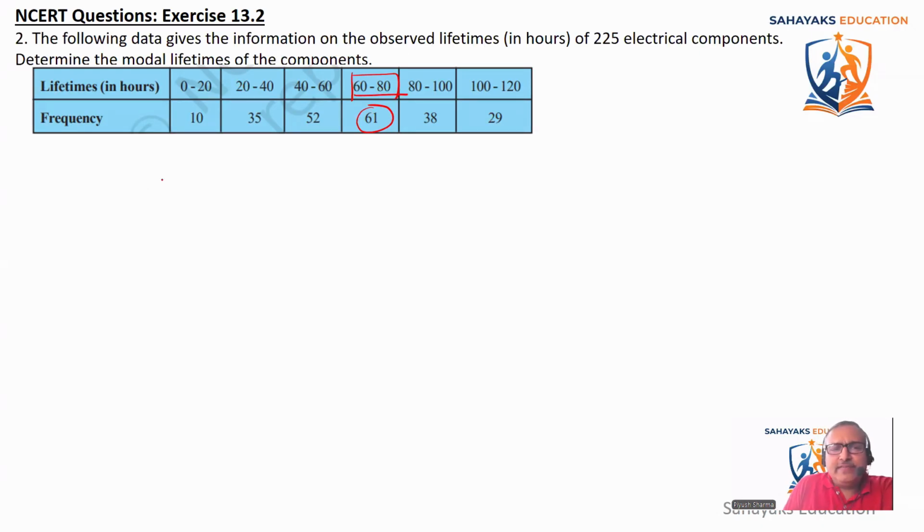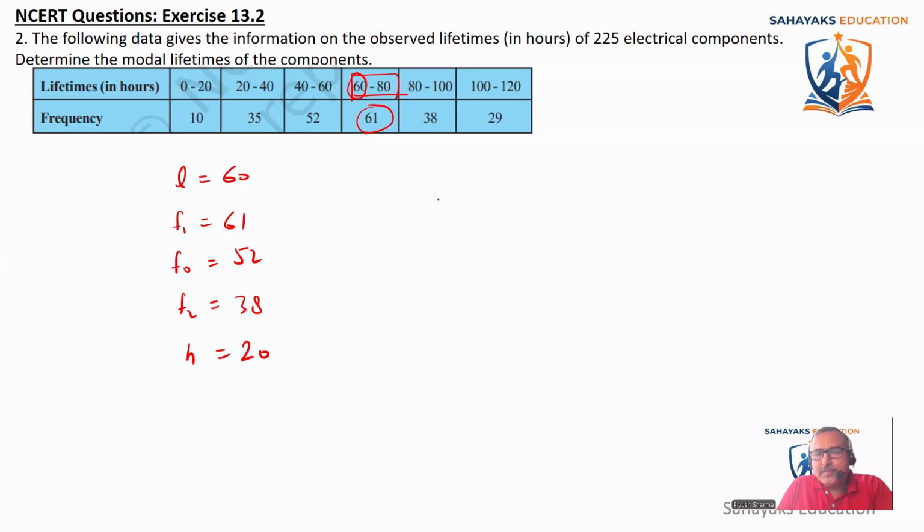Now we should write the values. What all things do we find? We want the lower limit of the modal class. That comes out to be 60. Then we need to find F1, the frequency of the modal class, that is 61. Then F0, the frequency of the previous class, is 52. Then F2, the frequency of the next class, is 38. And then we have to find H, the class size. So 60 to 80, the class size is 80 minus 60, that is 20. Now we have all the information.